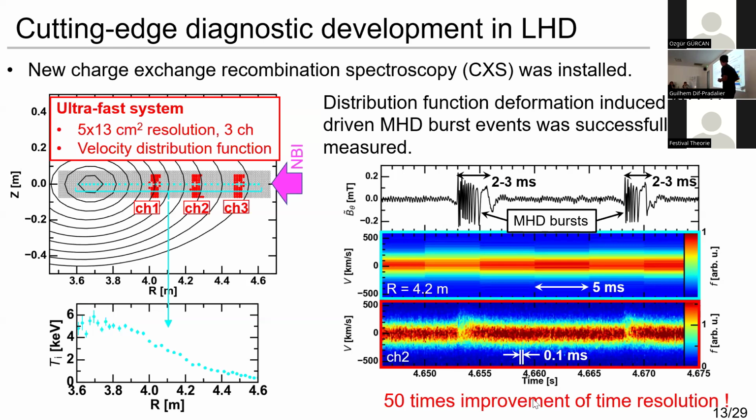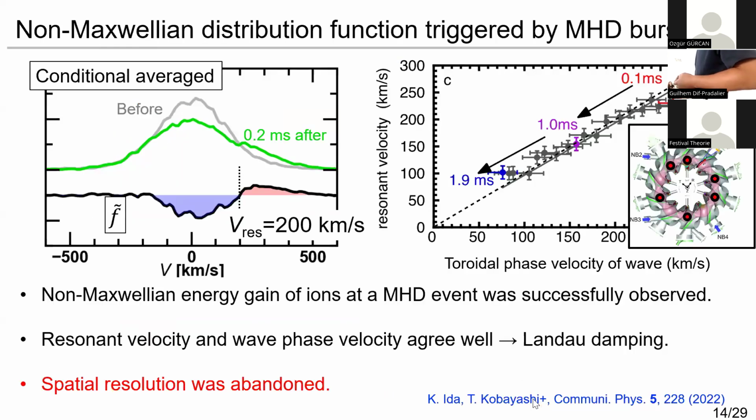What we have done is shown in this slide. To have a high enough signal intensity to shorten the exposure time by 50 times, we integrate the signal from different channels. That's why we can get this kind of fast measurement. In other words, we abandon the spatial resolution to have a high time resolution due to the trade-off. So this is an example of the trade-off. Still, we can get a very nice result of the wave-particle interaction using this new diagnostic.